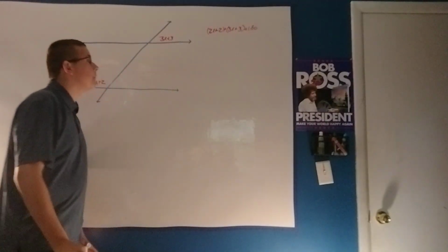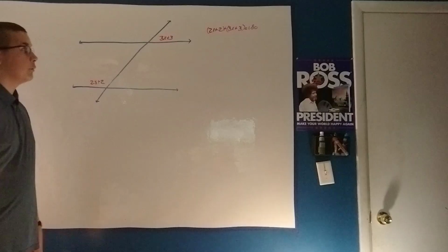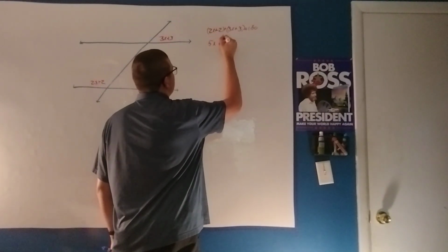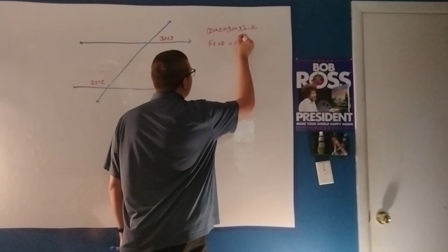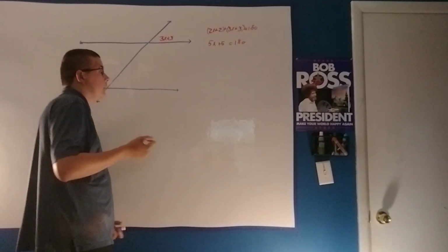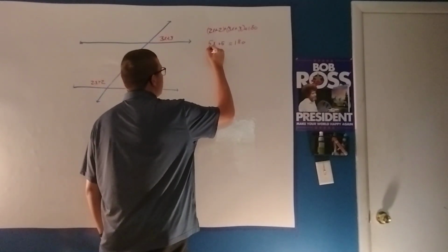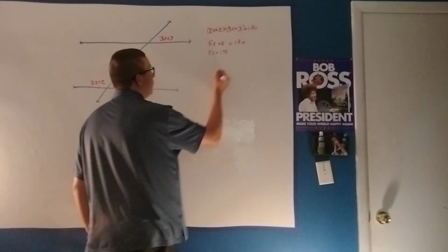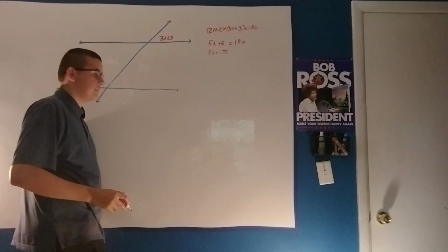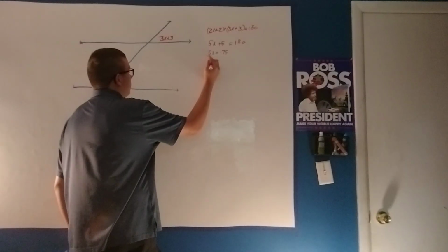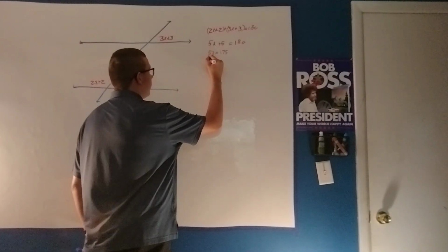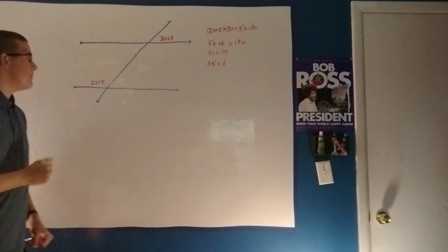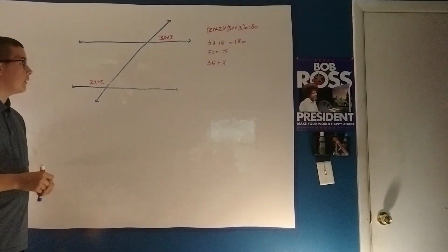Like that. And then from here, if we simplify this out a bit, we get 5x plus 5 equals 180. Then from here, we subtract 5. 5x equals 175. Right? When we bring the 5 over, it goes to negative. And then 175 over 5 is 35. Like that. So that means x equals 35.